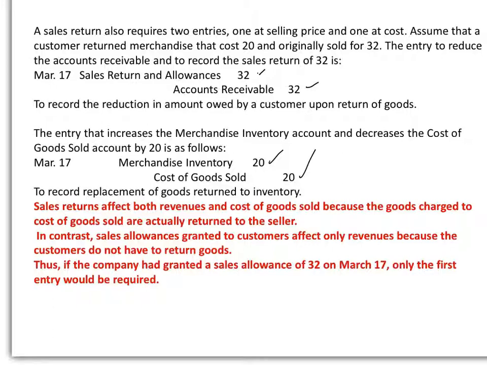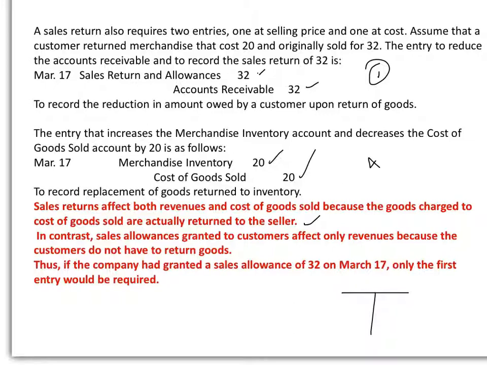So sales returns affect both revenue and the cost of goods sold, because the goods charged to cost of goods sold are actually returned to the seller. In contrast, if I had sales allowances, then I make the first journal entry, but I don't make the second one, because I didn't receive the goods. I only gave an allowance. So those are the journal entries that you have to make if you are recording purchases and sales on a perpetual inventory system.